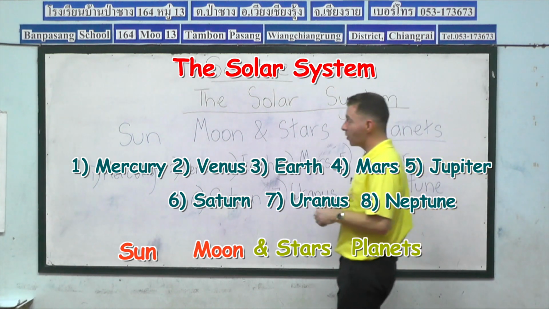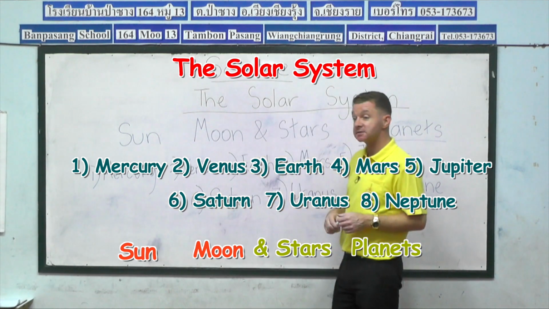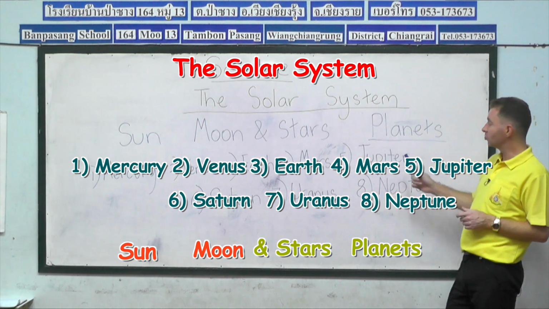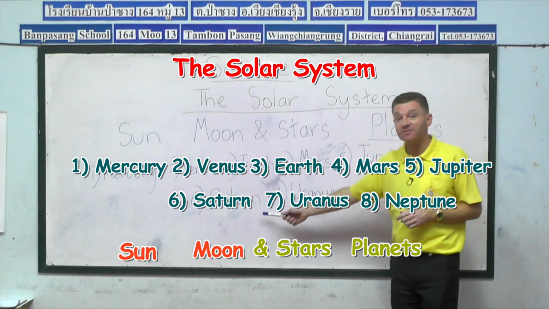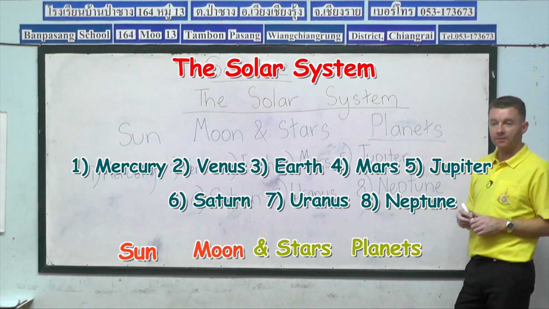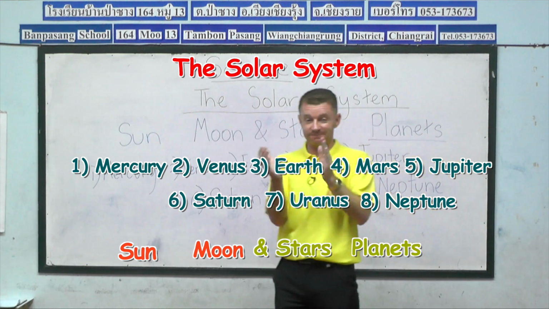So let's say them one more time, guys. Mercury, Venus, Earth, Mars, Jupiter, Saturn, Uranus, Neptune. That was brilliant, guys. Very well remembered of all of the planets.